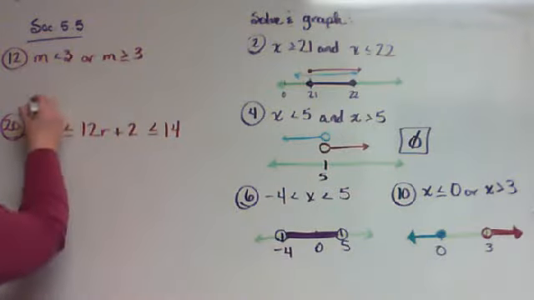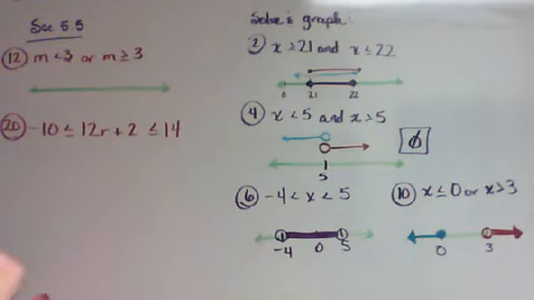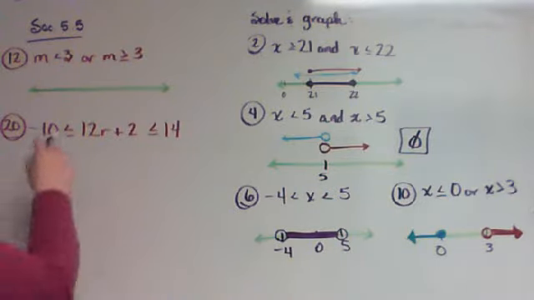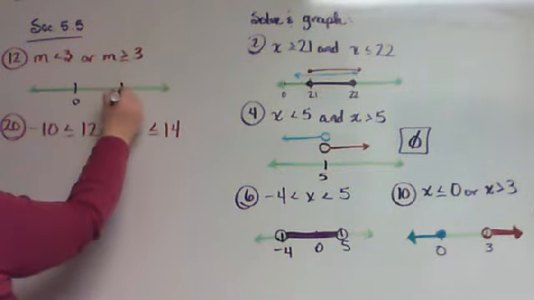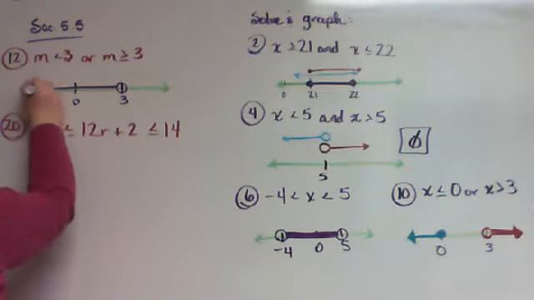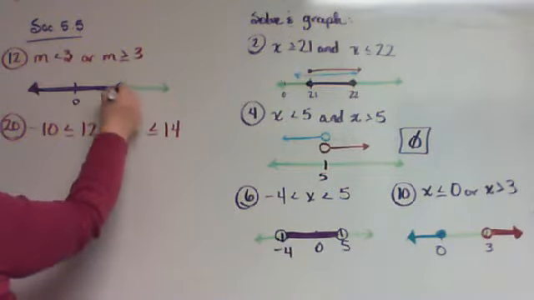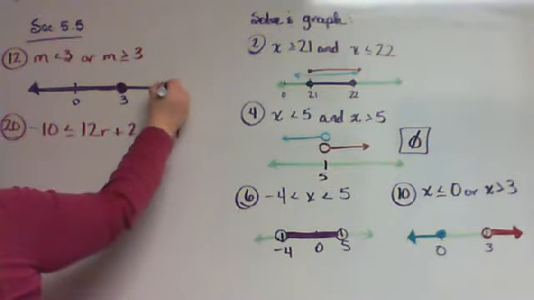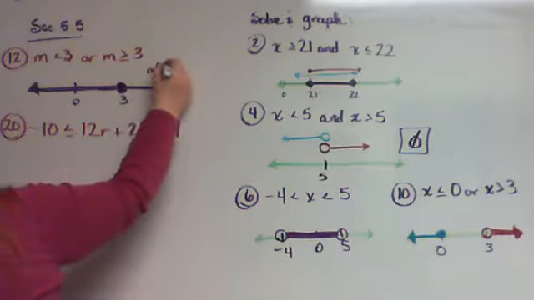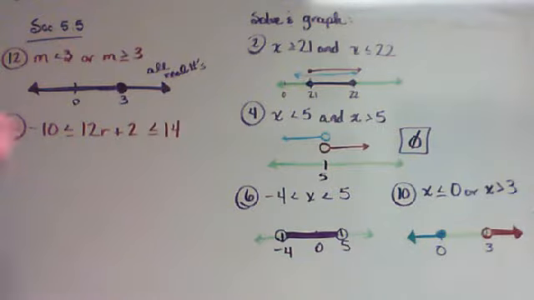For number 12, remember I said if it's an OR problem, all you have to do is graph both the things that are there. So I got my 0 down here, got my 3 up here. This one says it's open circle going that way. This one says it's a closed circle going this way. So it ends up being all real numbers, because everything got graphed. Whole thing's all shaded in.